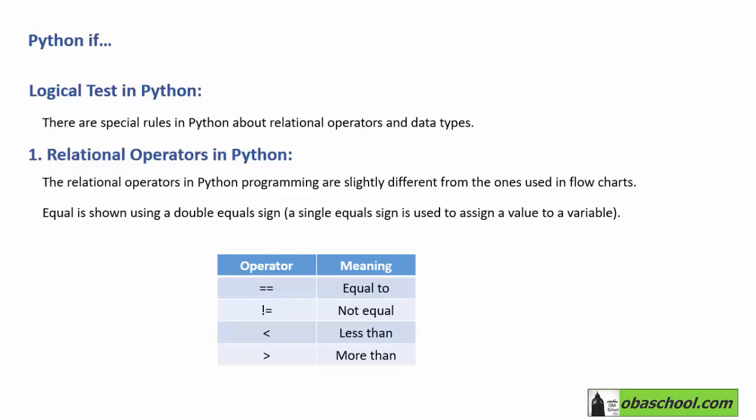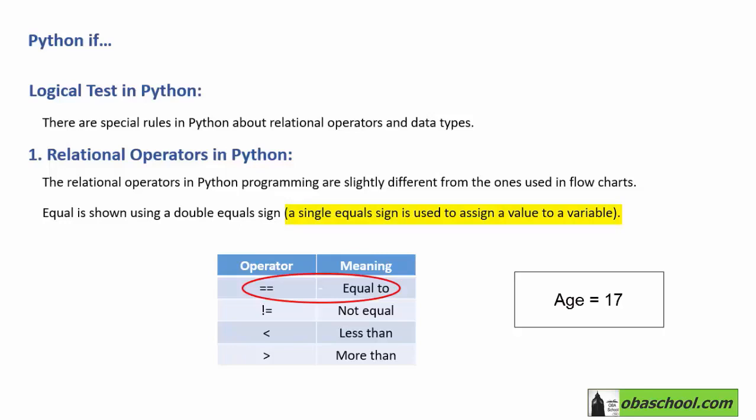Equal is shown using a double equal sign, as you can see here, because a single equal sign is used to assign a value to a variable. For example, here, age equals 17. So 1 equal is for assigning and 2 equals is for the comparison.